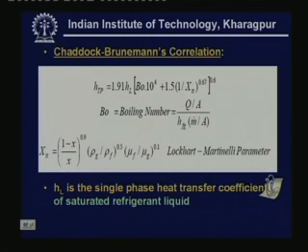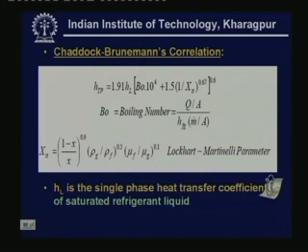There is another correlation called Chadok and Brunman's correlation. Again you can see the correlation here. HTP is the flow boiling coefficient. HL is the single phase heat transfer coefficient of saturated refrigerant liquid. BO is the boiling number that is given by Q by A divided by HFG into m dot by A, where Q by A is the heat flux, HFG is, as I said, the latent heat of vaporization, and m dot by A is the mass flux.